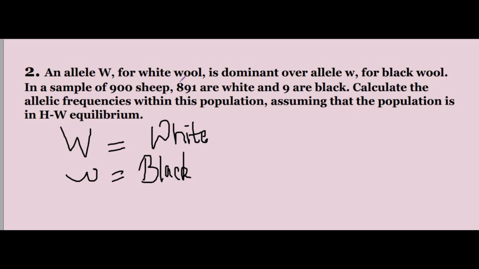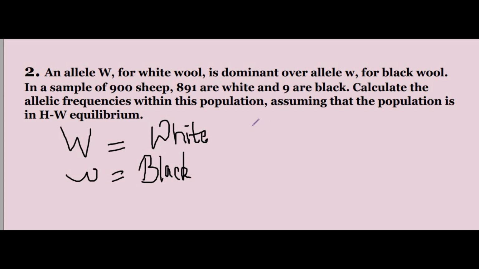In a sample of 900 sheep, 891 are white and 9 are black. Now we have to calculate the allelic frequencies within this population, assuming that the population is in Hardy-Weinberg equilibrium. In this type of question, when the number of quantity is given, we need to find the frequency first. So how do we calculate it? Capital W is for the white wool, small w is black, and capital W is dominant over small w.